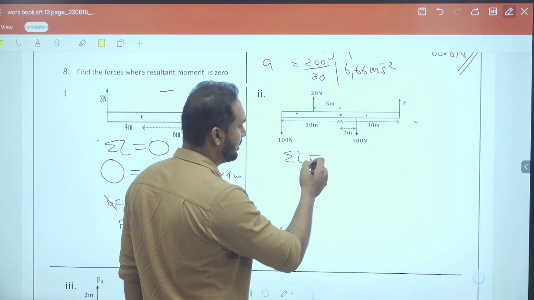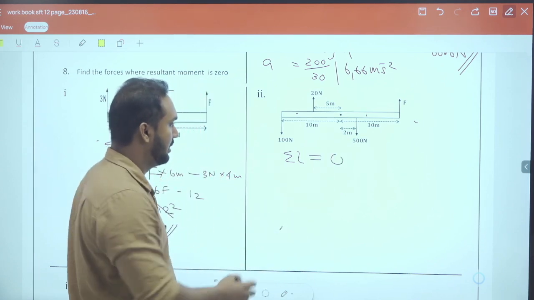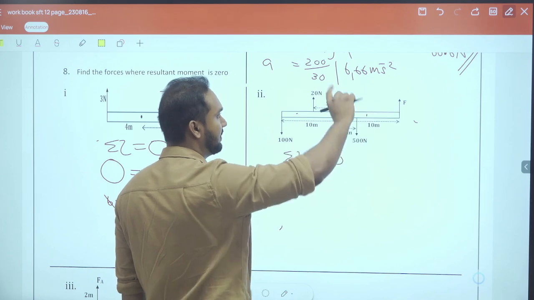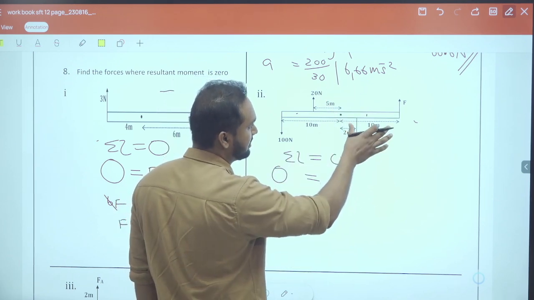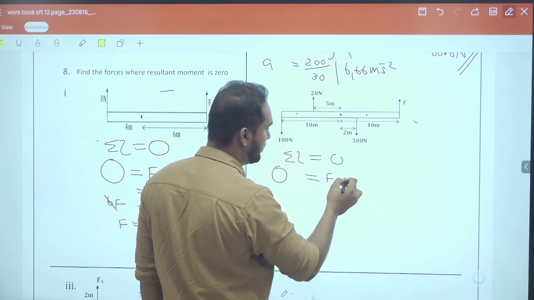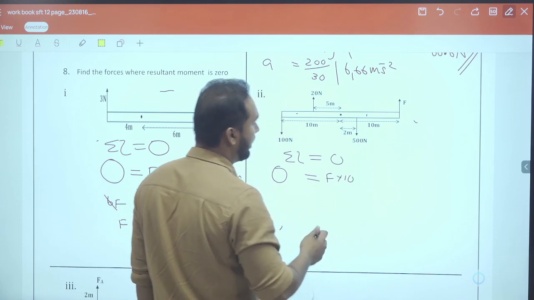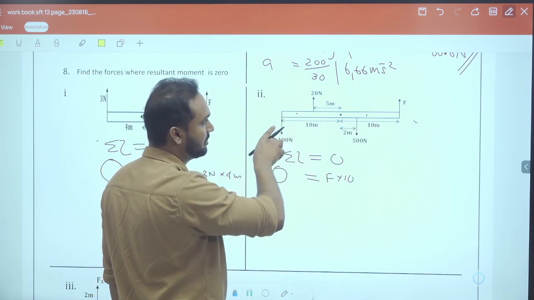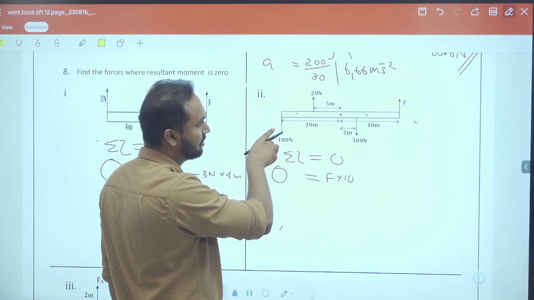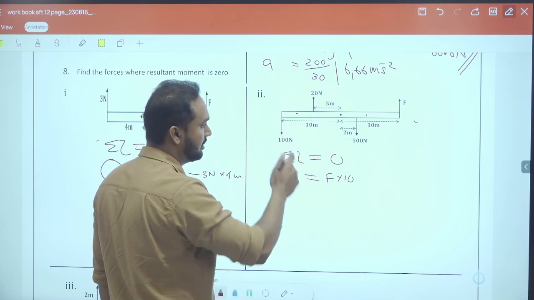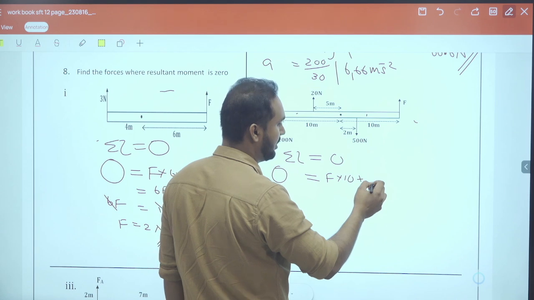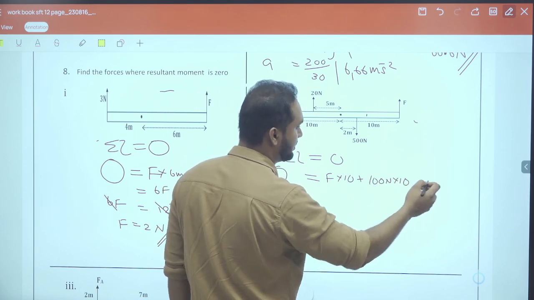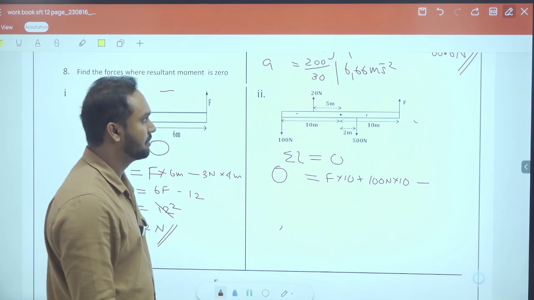Sigma tau equals 0. And 0 equals, I'm taking the left hand side rotations first. Now this is left hand side rotation F, and the distance is 10 meters. So F into 10. And what else is acting in the anti-clockwise direction? This one is also acting in the anti-clockwise direction, right? And it is also at 10 meters. So plus 100 Newton into 10. All the others are minuses because all the others are acting in the clockwise direction.